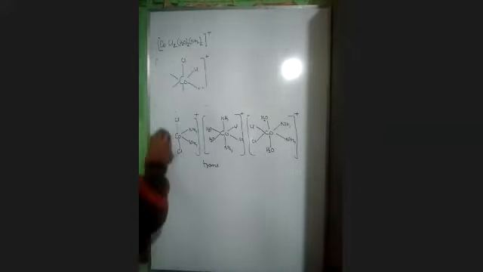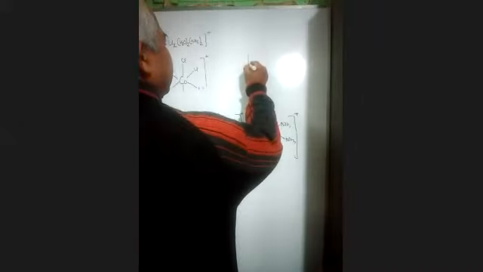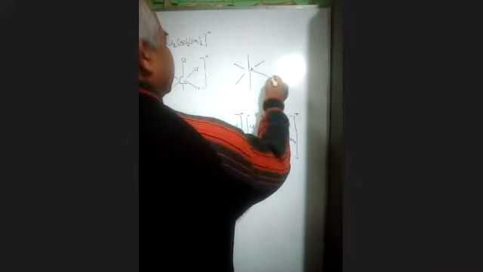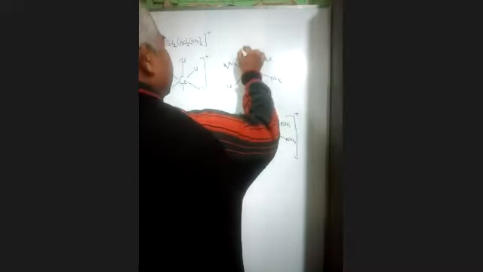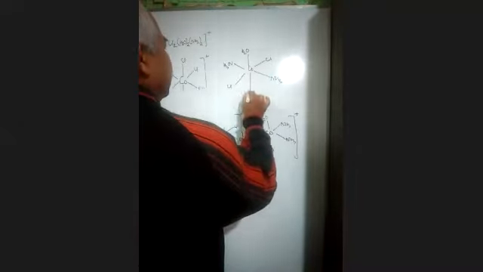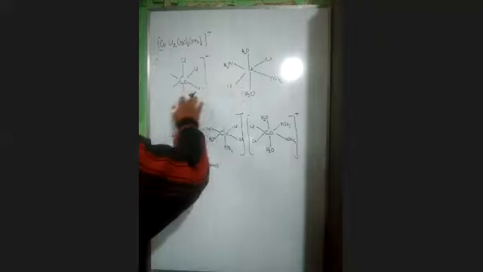So there will be one more isomer where all the ligands are opposite to each other. All the ligands will be opposite to each other. Let us see. It is NH3, Cl, H2O, H2O. No, dear, this is the same thing. This and this are the same.